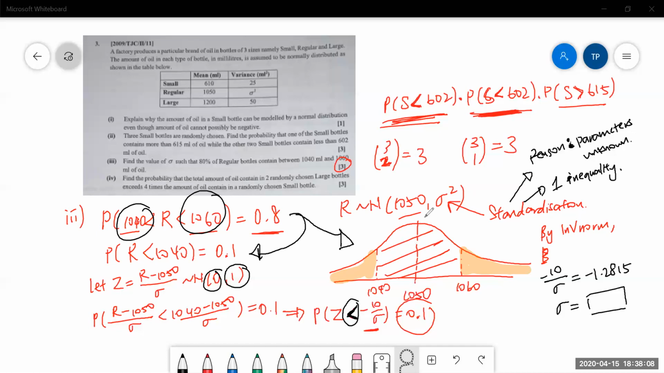That's why I decided, from here, to draw the graph so I can understand how to change the double inequality to one inequality. So I identify that I can either write probability of R lesser than 1040 or probability of R greater than 1060. They will still give me the same probability.